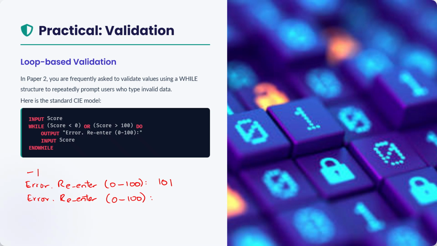This time, if I enter the score 80, it is going to look at the condition. 80 is lesser than 0? No. 80 is greater than 100? No. Since both of them are false, that means this entire condition is false, and it will come out of the loop. So in this way, the data validation will become easier for the user.